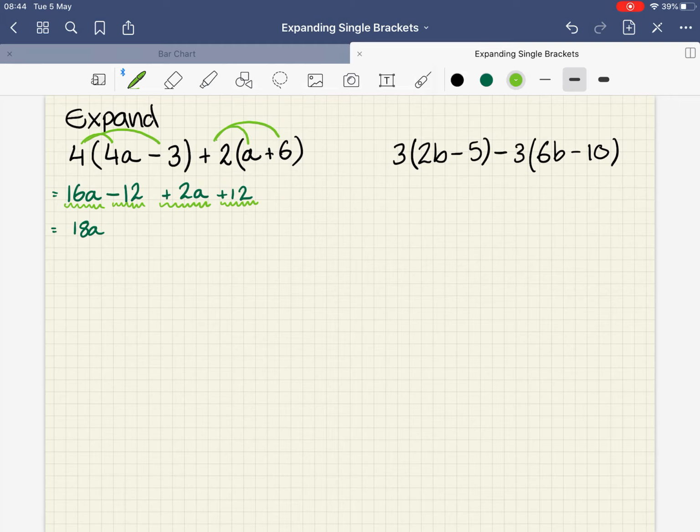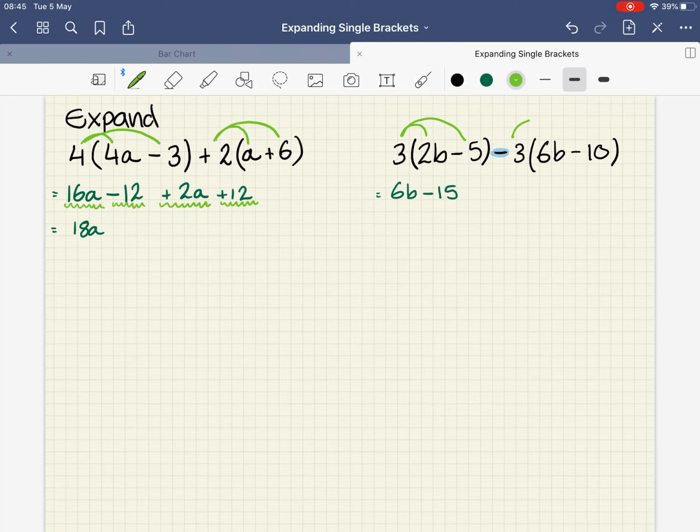Okay, and last question. I've got 3 times 2b, which is just going to be 6b, because 3 times the 2 gives me 6. So 3 times 2b will be 6b. I've got 3 times minus 5, so a positive and a negative is going to make a negative. So then 3 times 5 is going to be 15. And then I have a negative 3. Now be careful, this negative here, a lot of people forget when there is a negative at that point. You must always make sure we remember it.